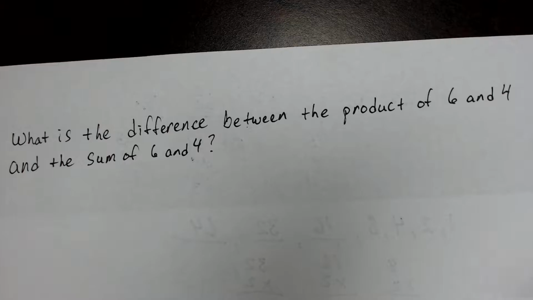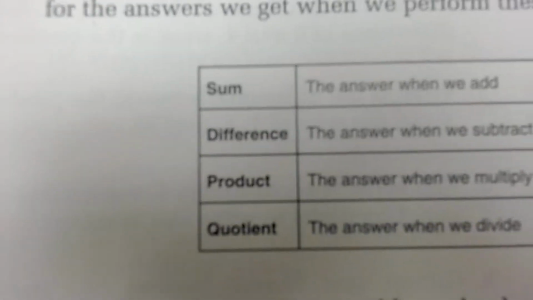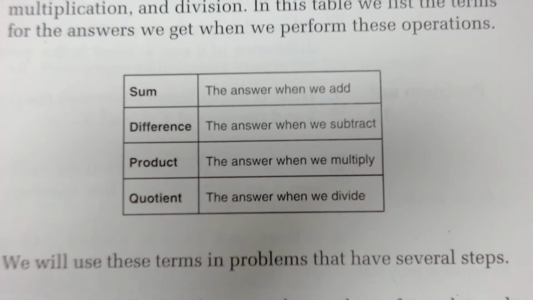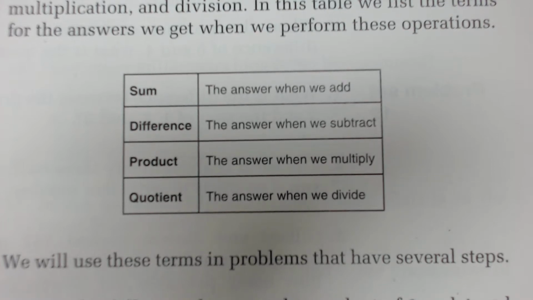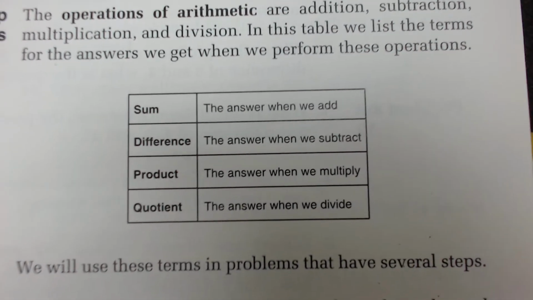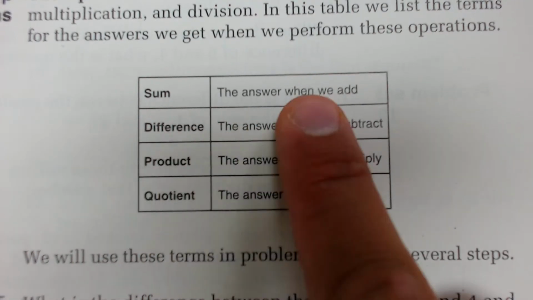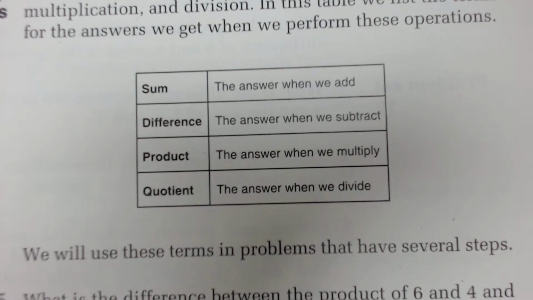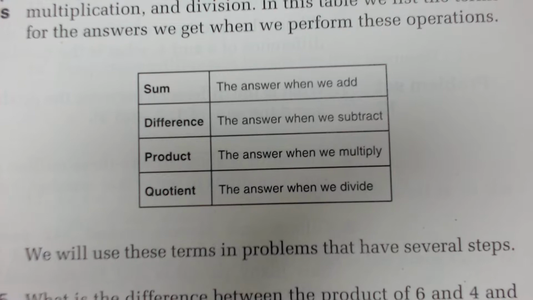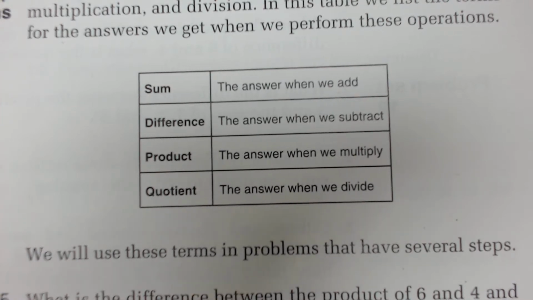And the key to solving that is understanding these words right here, which I should have already told you by now that you need to memorize, which are sum, difference, product, and quotient. So these are some very important words in math. Sum being the answer when two numbers are added, difference being the answer when two numbers are subtracted, product when they are multiplied, and quotient when they are divided.